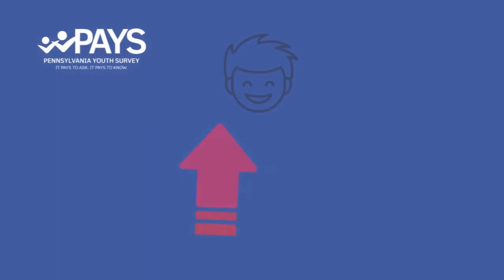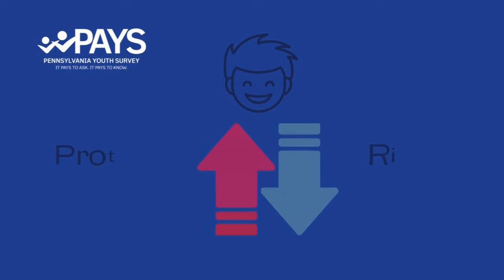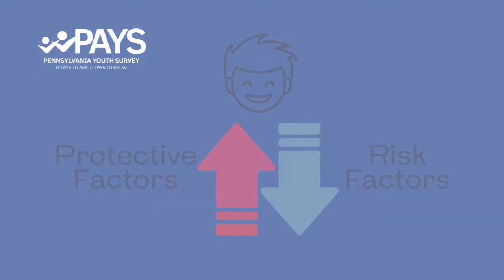behaviors. When you're looking at Section 7, the section on risk and protective factors, there are some things you should make note of. First, what protective factors are strengths for your community? Look for protective factors where there is a high percentage of youth reporting protection. Next, look at what risk factors are strengths. Look at the risk factors where there is a low percentage of youth reporting risk.